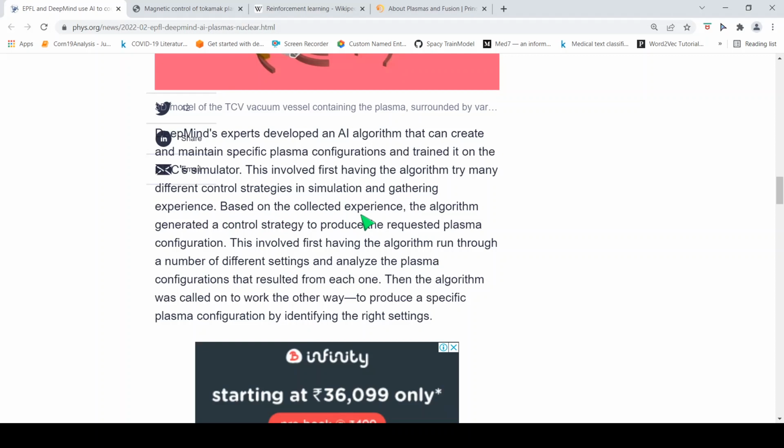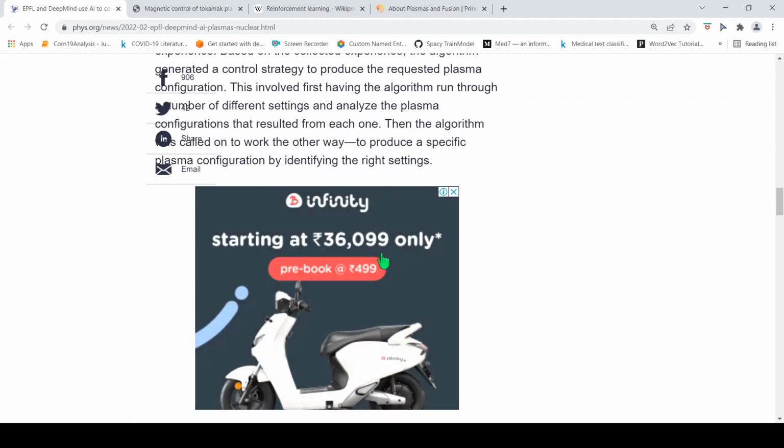Based on the collected experience, the algorithm generated a control strategy to produce the requested plasma configuration. So this involved first having the algorithm run through a number of different settings and analyze the plasma configurations that resulted from each one. Then the reverse was done. The algorithm was called to work the other way, to produce a specific plasma configuration by identifying the right settings.